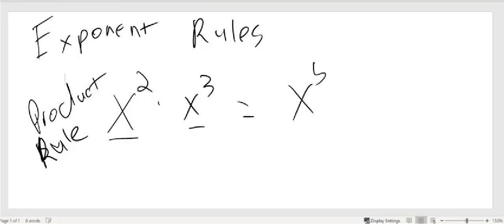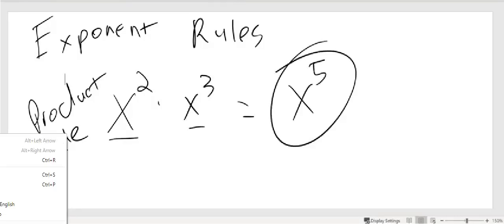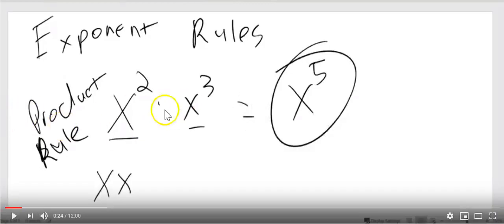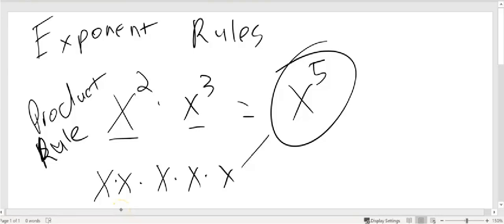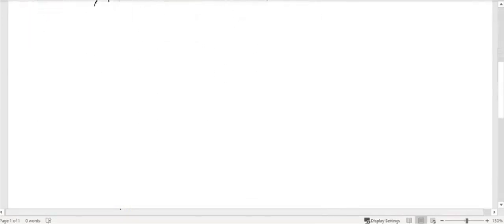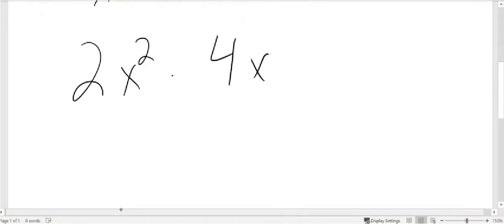So right here we got x squared times x to the third. And we just have the same base of x, and then we just add. 2 plus 3 is 5. So what this means is, the way it comes about is x squared means there's two of them. X to the third means there's three of them. If we multiply them all together, you get x to the fifth. There's 5 of them.